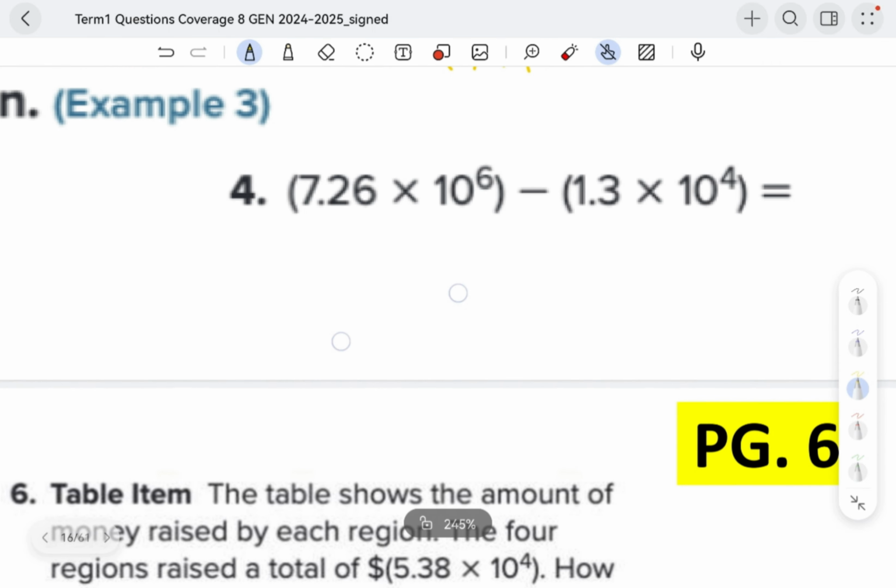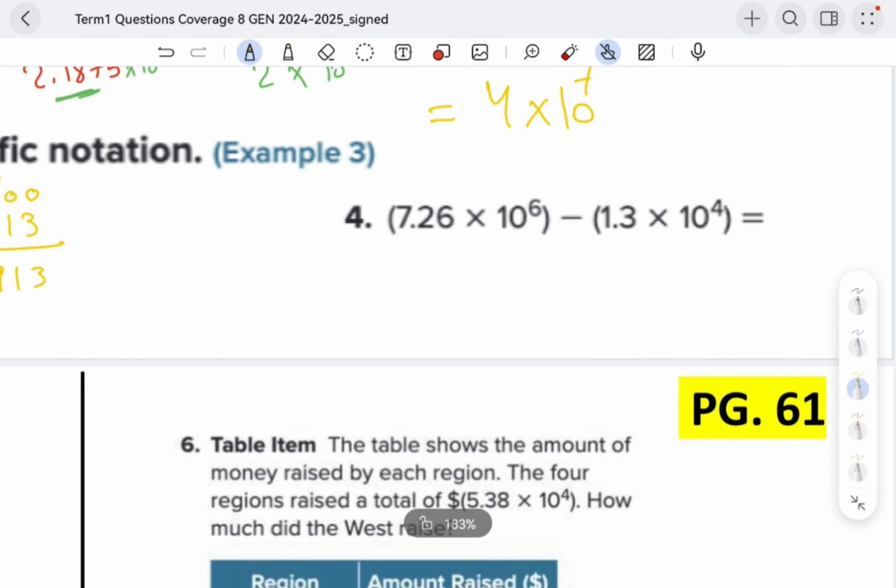Let's go for question number 4. Also here we're going to subtract, but unfortunately we have different exponents, or different powers of 10. We have to convert one of them to make it like the other, and then we can subtract or add.